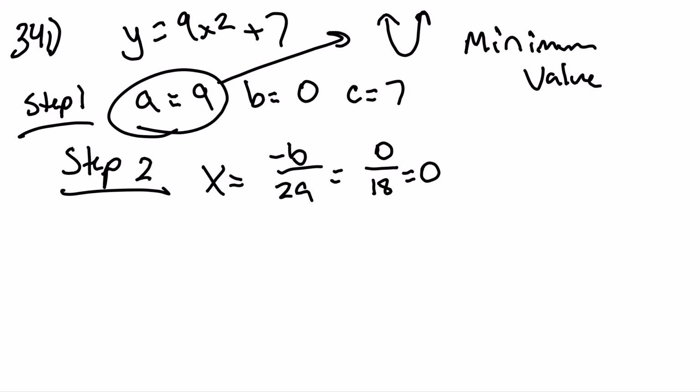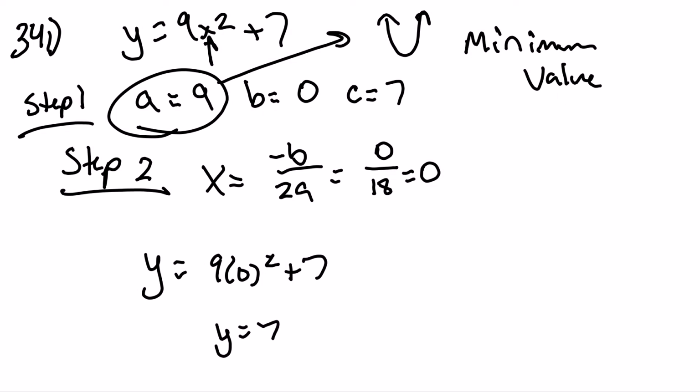Now, that's not my value, that's the x. So to find the y, I got to plug 0 in right there for x. So I say y equals 9 times 0 squared plus 7, y equals 7. That's my minimum value. So my minimum value equals 7. And that's it for 34.